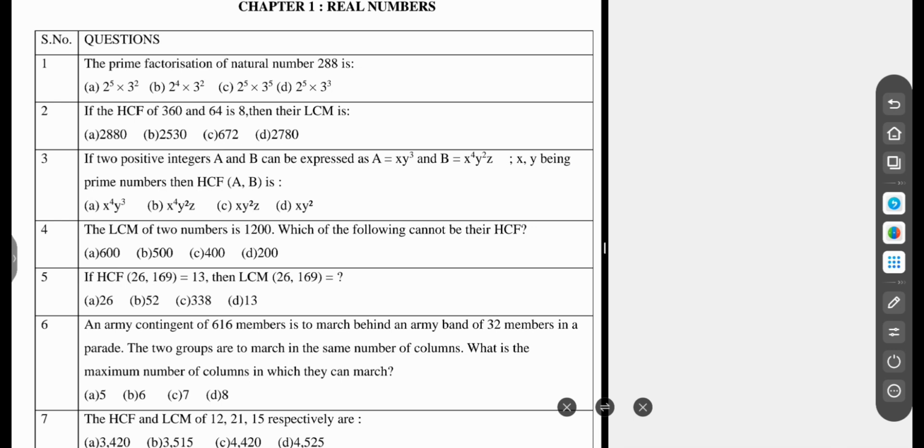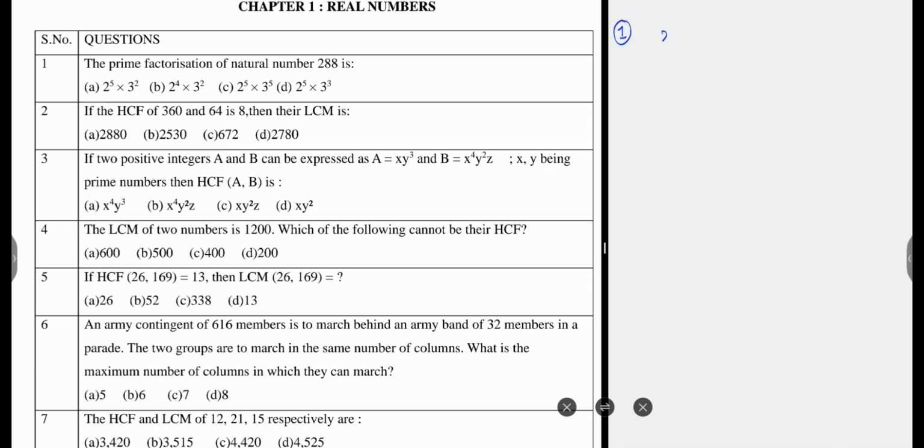The number is given as 288. So the first question is: 288, prime factorization we have to find. So 288 divided by 2 is 144. Again 144 can be divided by 2, that is 72. Again 72 divided by 2 is 36, then 2 into 18, then 2 into 9, then 3 into 3. So we have 288 is equal to 2 power 5 into 3 power 2.